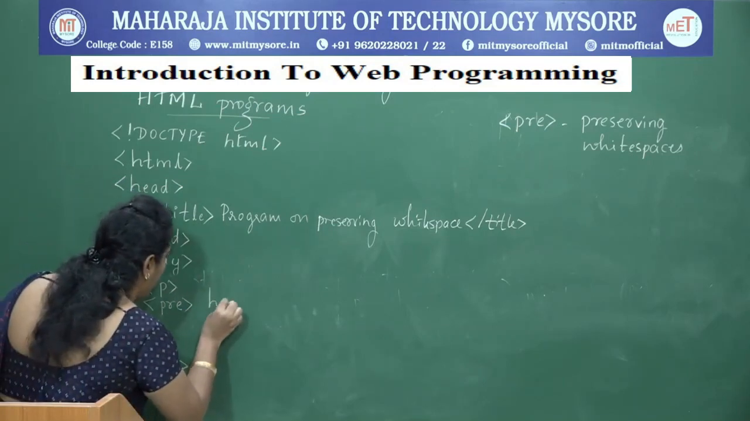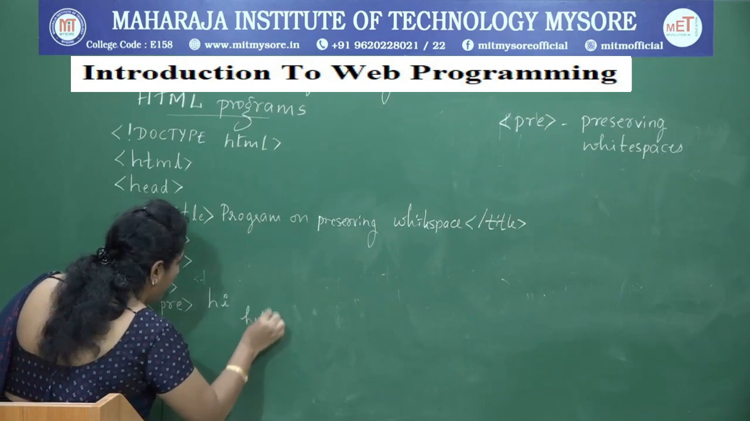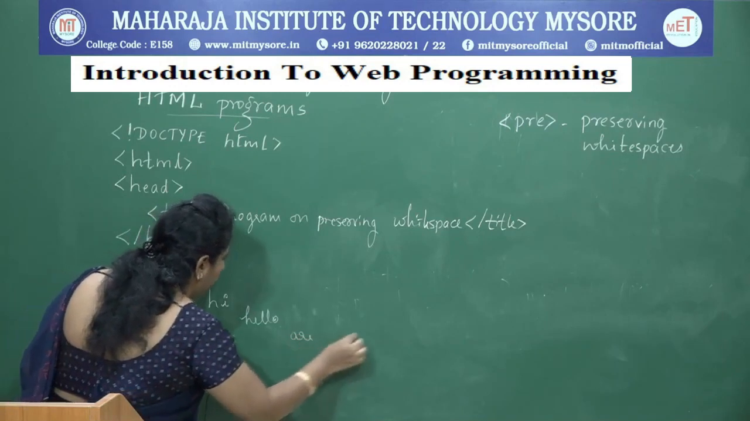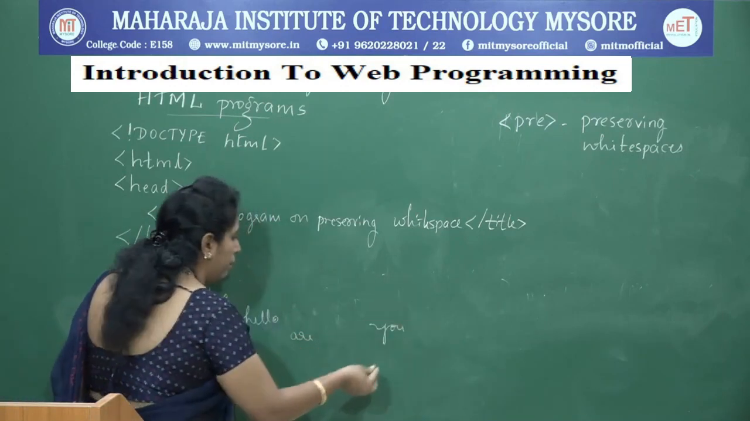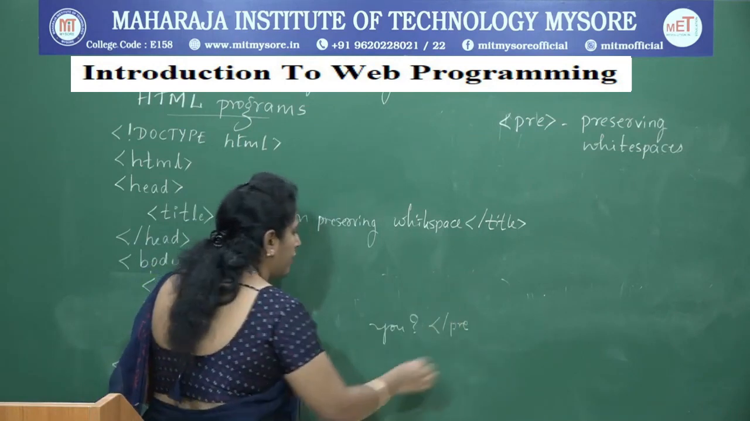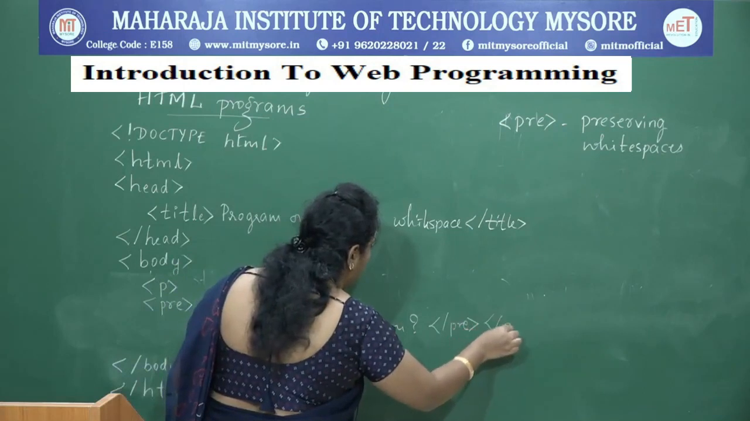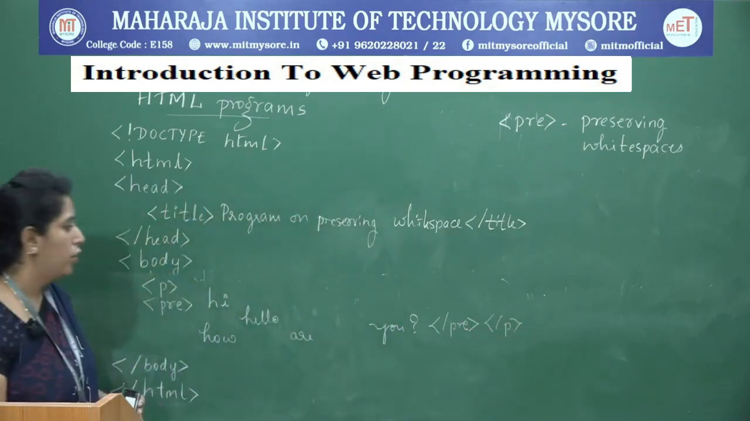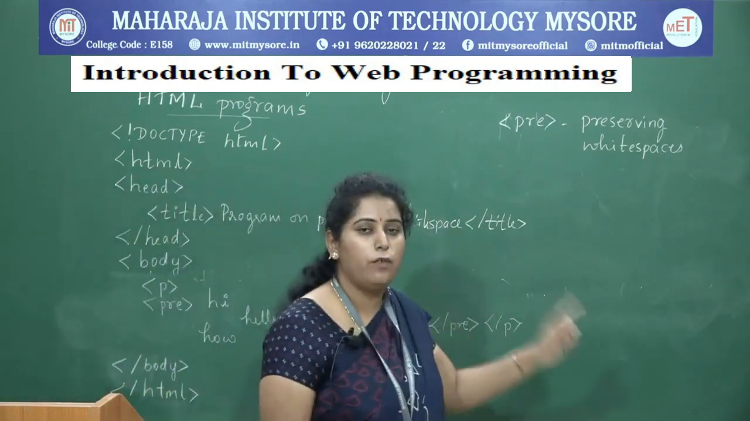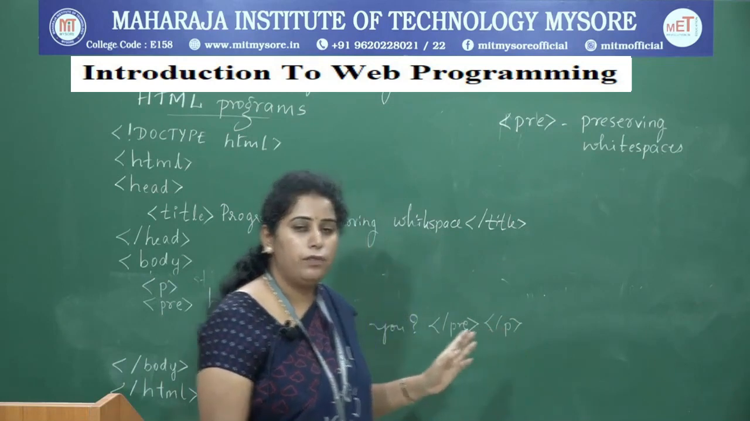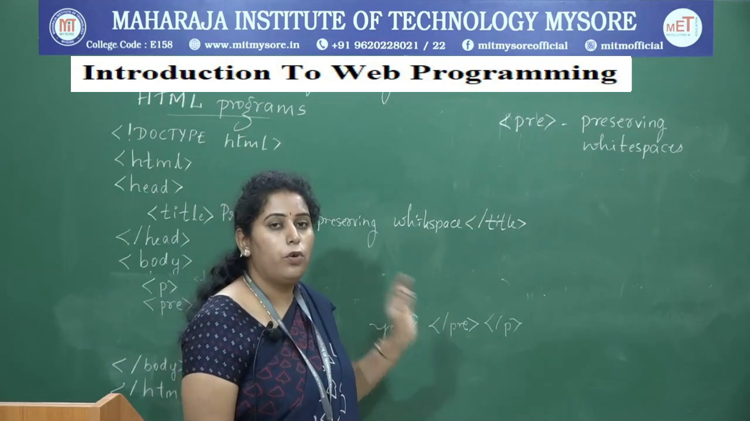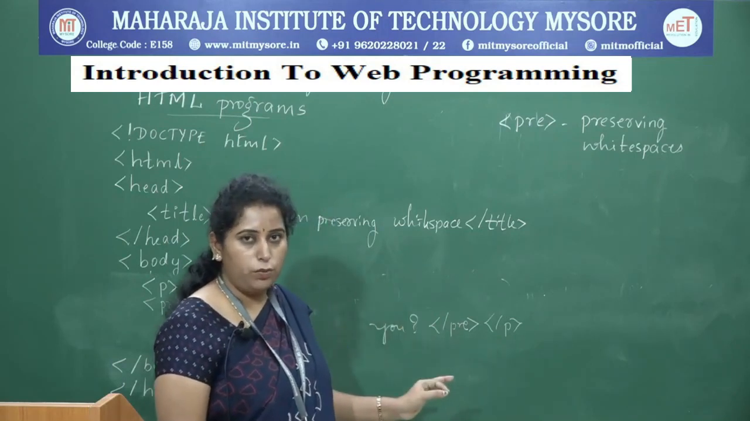What am I going to write? Hi. In the next line somewhere I am writing hello. I am writing how are you by giving many spaces. Now I am going to close the pre tag, and also close the paragraph tag. So what is the meaning of the PRE tag? It is used for preserving the white spaces. How I have given the text, in the same way it has to be printed. There should be no changes in white spaces either.